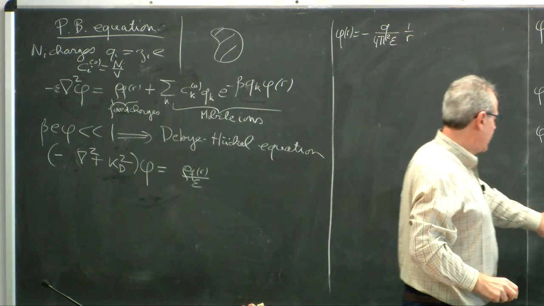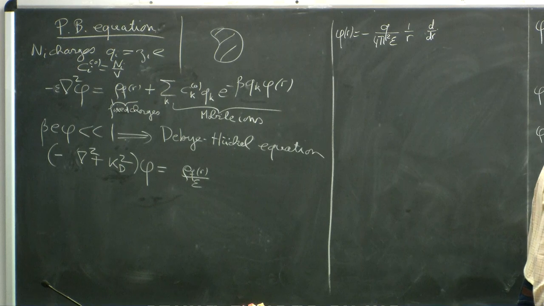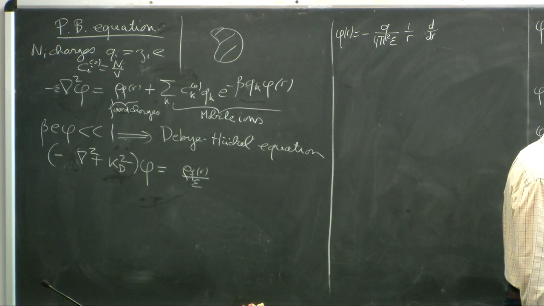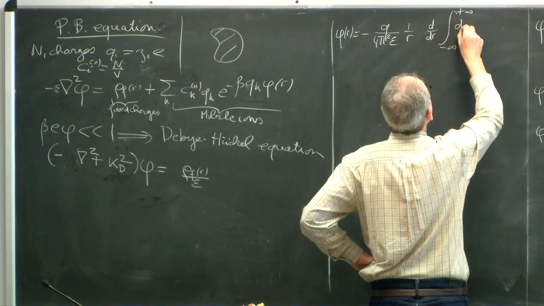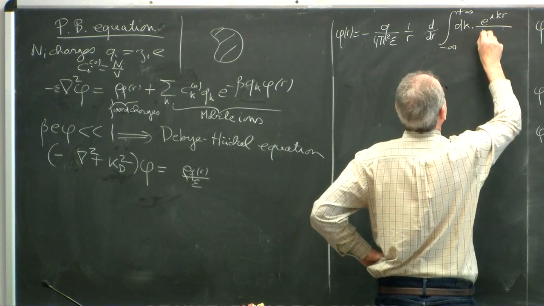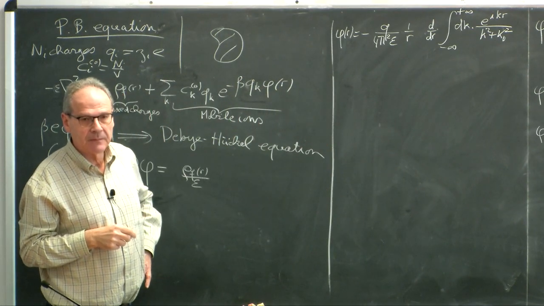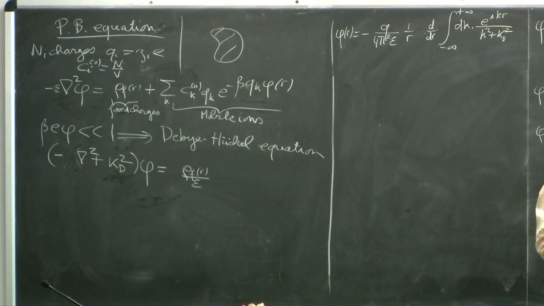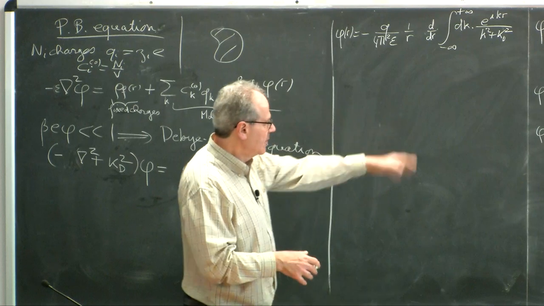One over r, so it's this d by dr of this integral. Now you see that in this integral, this second term, if I change k into minus k, I will get something like that, but the integral will be from minus infinity to zero. So it is just the integral from minus infinity to plus infinity dk of e to the ikr divided by k square plus kappa d square. Is it clear? I just make a change k into minus k, so this term is invariant, this becomes e to the plus ikr, and the interval of integration is from minus infinity to zero, and so they add like this.